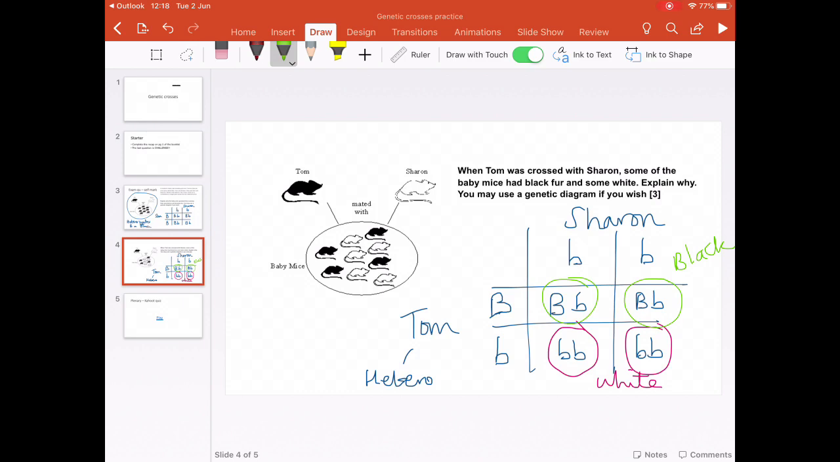So actually there's a 50% chance of having white babies if the dad is a heterozygote.